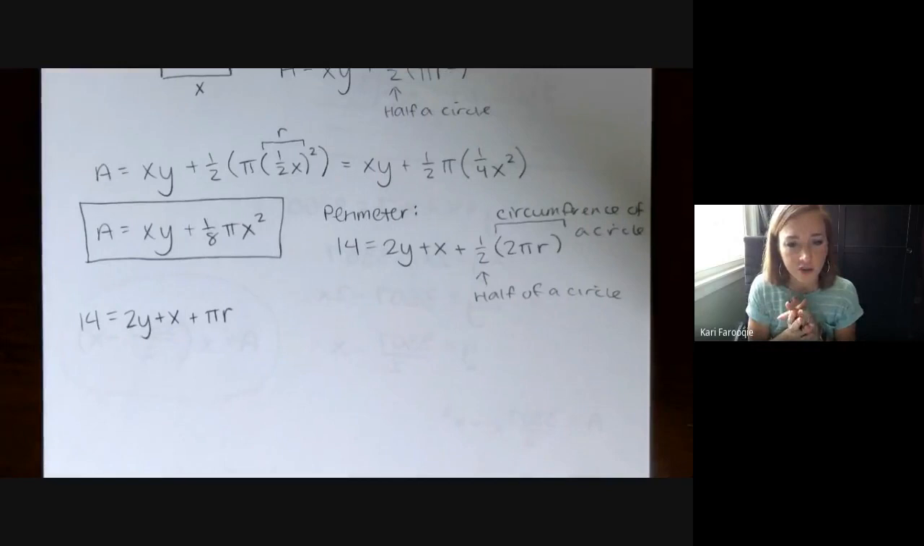All right, so I'm just going to simplify this by multiplying the 1/2 times the 2, and then I'm going to substitute r equals 1/2 x.